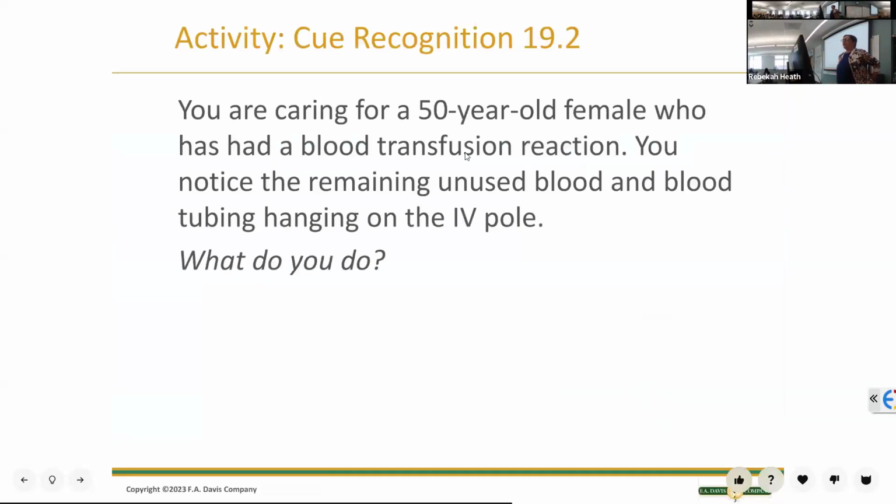Okay, so you're caring for a 50-year-old female who has had a blood transfusion reaction. You noticed the remaining unused blood and blood tubing hanging on the IV pole. So she already had the blood transfusion done, but she had a reaction, and so they stopped it, but the rest of it is still hanging. What do you do with that? So take a minute, talk to your partners next to you. We'll compare.